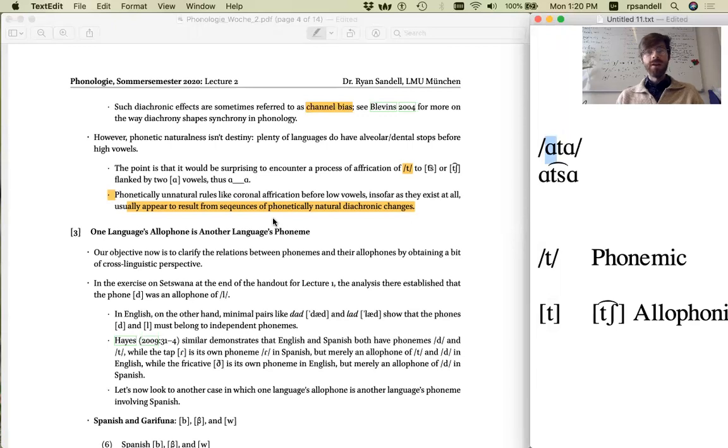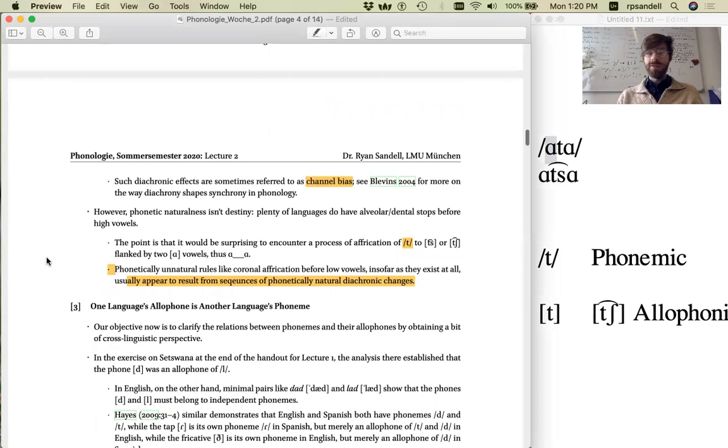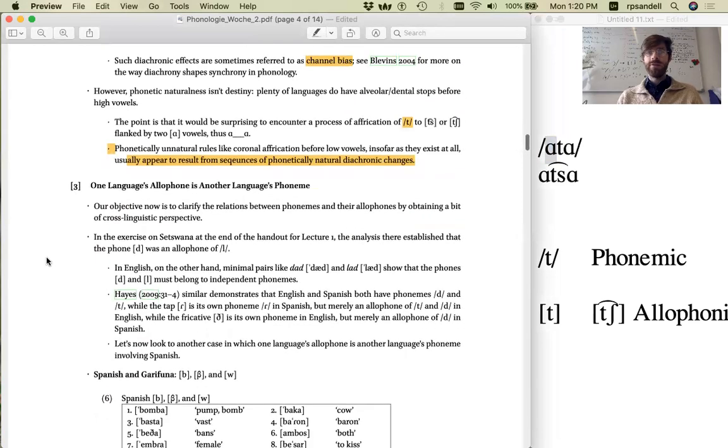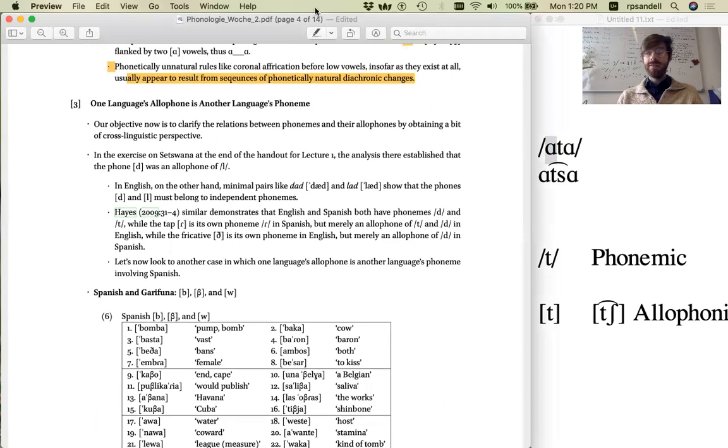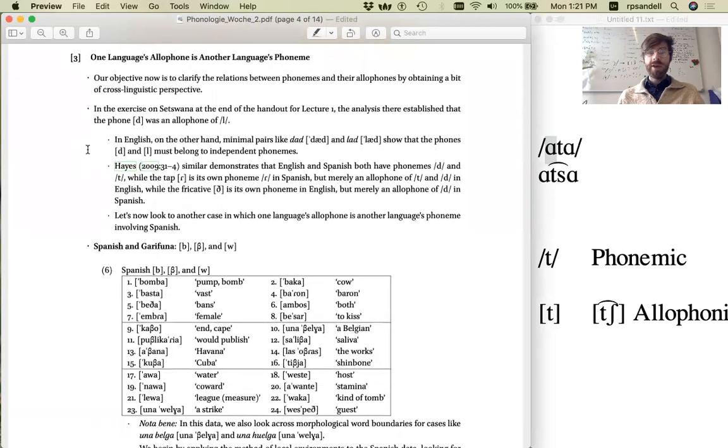such a rule. All right, so now that we have this notion that you're going to see similar processes recurring in languages across the world, and that's going to help you do phonological analysis in your life, we can think about how phonemes relate to one another, or the different status of phonemes and allophones in different languages. So in the following section, I'd like to try to clarify the relationships between phonemes and their allophones through some cross-linguistic perspective.